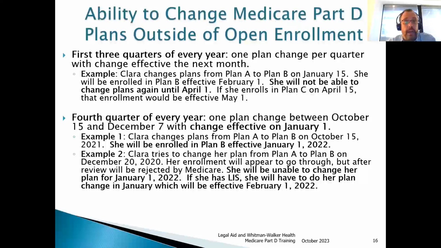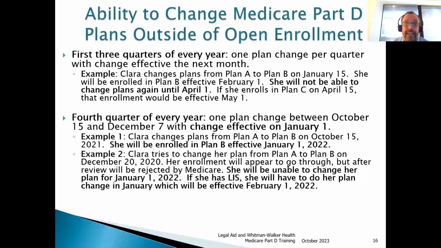In the fourth quarter of every year, people are only allowed a plan change between October 15th and December 7th, with that change becoming effective on January 1st. So as an example, Clara changes plans from A to B on October 15th of 2021. She will be enrolled in Plan B effective January 1st of 2022, because that was done during the open enrollment, and the open enrollment changes are effective the first of the following year.